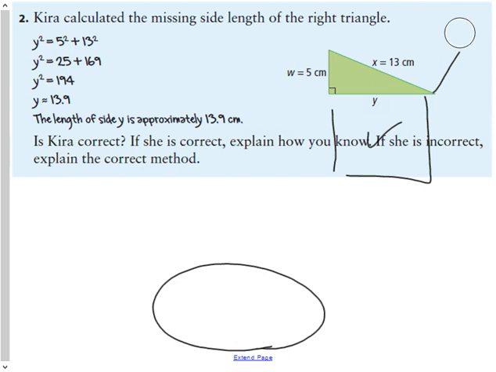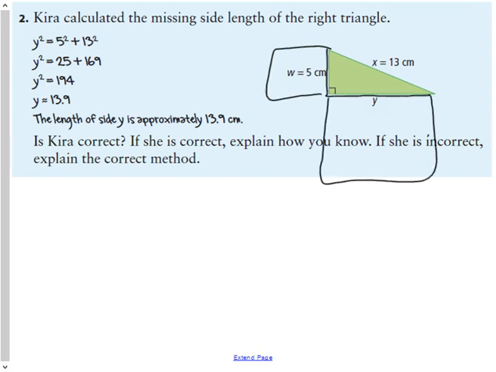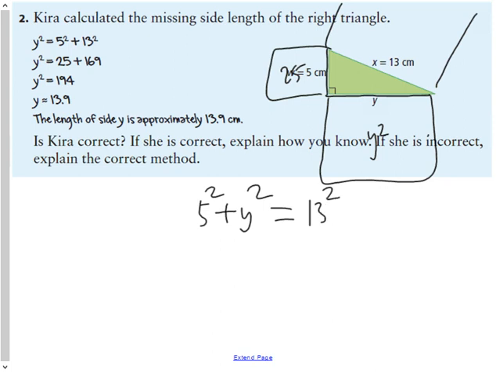What she should have said is that the area of this square here plus the area of this square here, because that's a leg and a leg, those two areas together will equal the area of the square attached to the hypotenuse. So she should have said 5 squared plus y squared, so 25 and y squared, will equal the area of the square attached to the hypotenuse, which is 13 squared. Or 25 plus y squared is equal to 13 squared, or is equal to 169. Right?